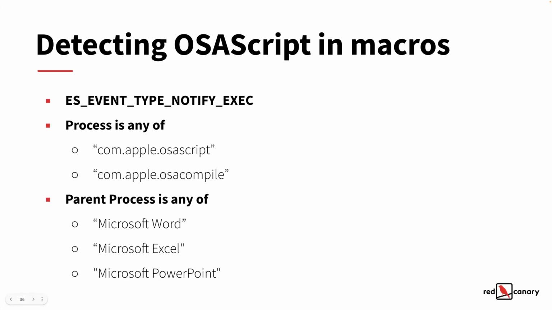The next detection is detecting osascript in macros. This is a pretty simple detection, and it's essentially looking for any of the Microsoft applications that are capable of running macros, and looking for a child process that's osascript or osacompile. As Tony mentioned, that's something we don't really see being used for legitimate reasons, so it's a pretty easy detection to look for in your environment.